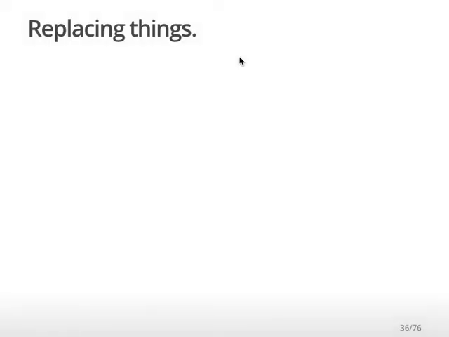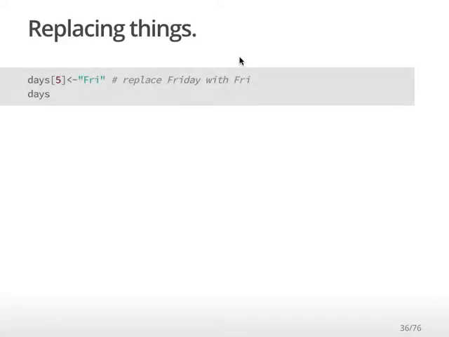And then we can also start replacing things. Suppose we want to replace Friday with Fry. We could simply do that. This is calling the 5th element and saying, with quotation marks, what it should be. Then if we print it again, we can see that it no longer says Friday, but it says Fry rather than Friday.